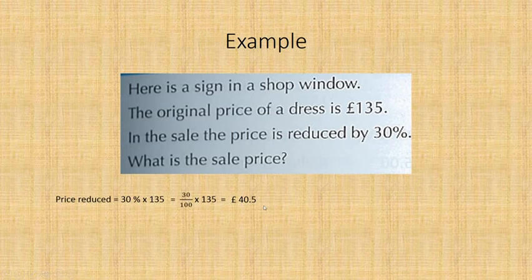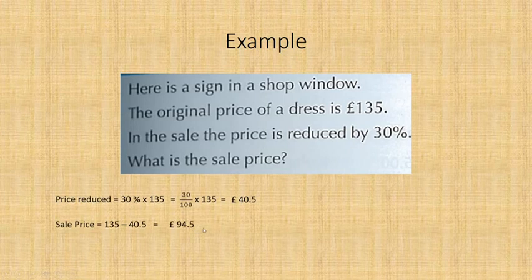So I need to know the price in the sale. I take the original price and subtract 40.5. So the sale price equals 135 minus 40.5, which is equal to £94.5. And that's it.